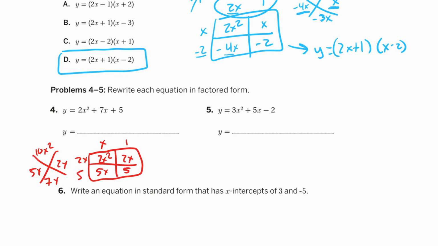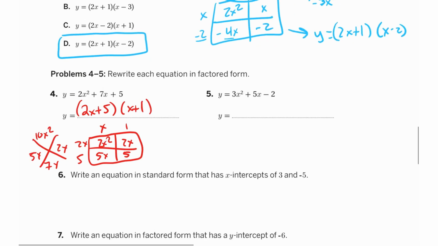So this is the real practice here, this diamond and box to help us factor it. The more we get practice with that, the easier it'll come naturally. So this becomes 2x plus 5 and x plus 1. If you did x plus 1 and 2x plus 5 switched, that wouldn't change it. That's still the correct answer.